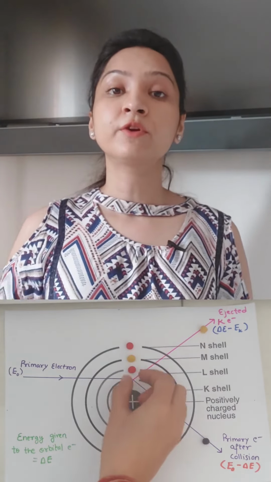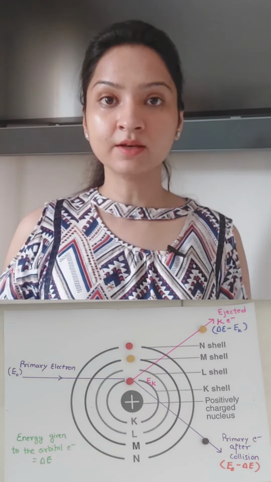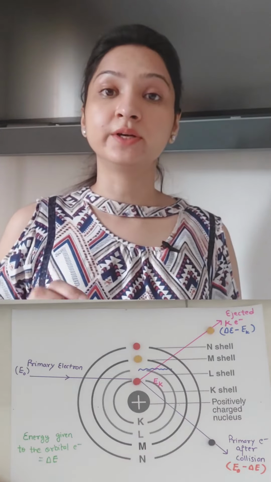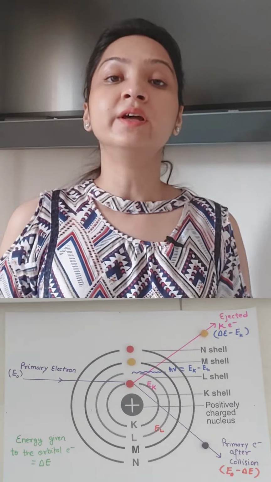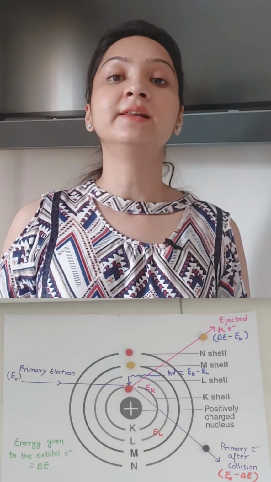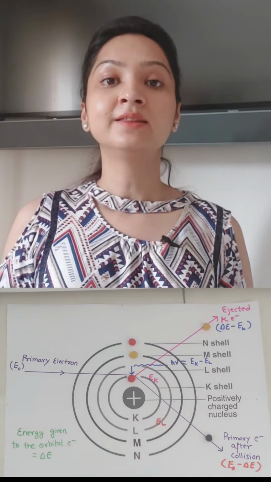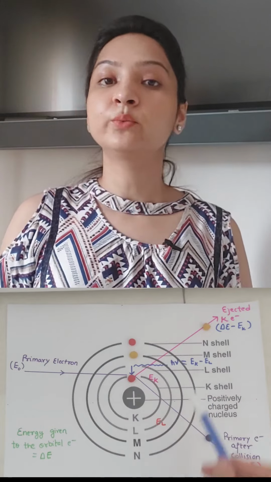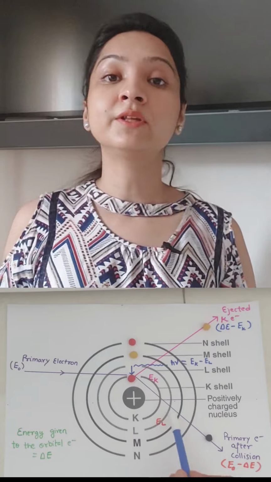Therefore, an electron from a higher shell will fall down in order to fill that vacancy. As a result of this electronic transition, the energy is radiated in the form of electromagnetic radiation. For example, if the transition involved an electron descending from the Lth shell to the kth shell, then the energy of the emitted photon will be h nu, and it will be equal to the binding energy of the kth shell minus that of the Lth shell.